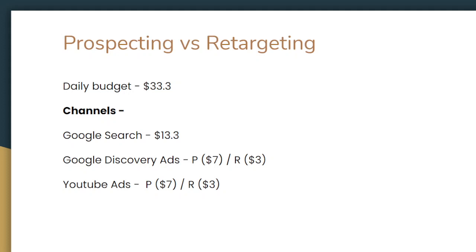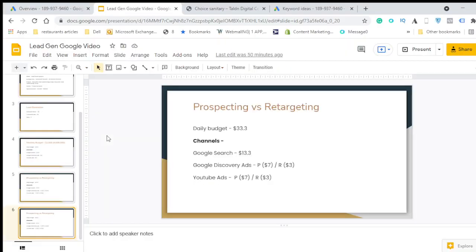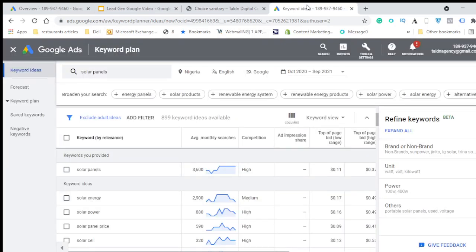So I think that's it, and from there we can now go into the account itself. But before we go into creating a campaign, let me show you some ideas from the keyword planner. If you look at the keyword planner here, I'm searching for solar panels within Nigeria. You can see the date range and things like that.